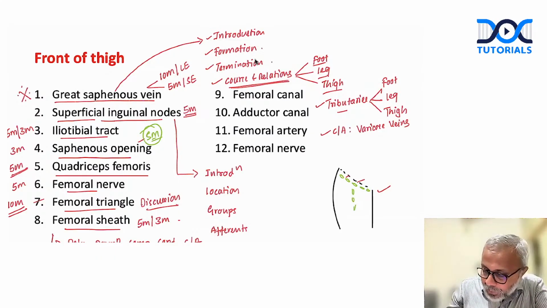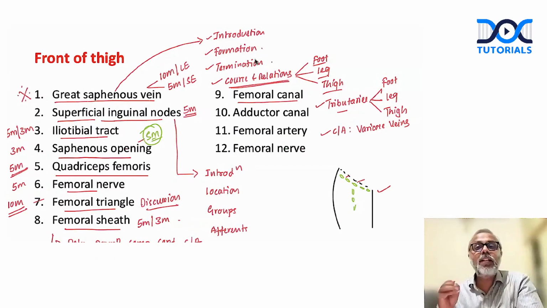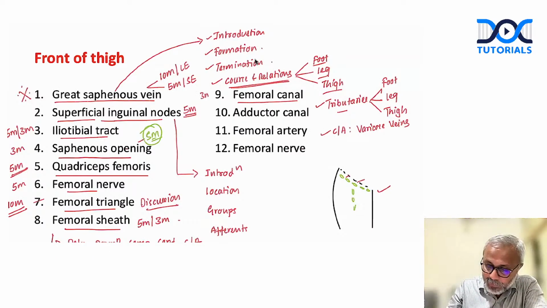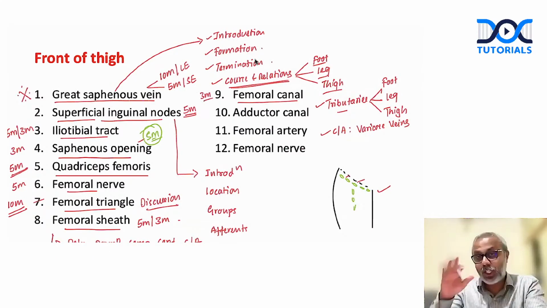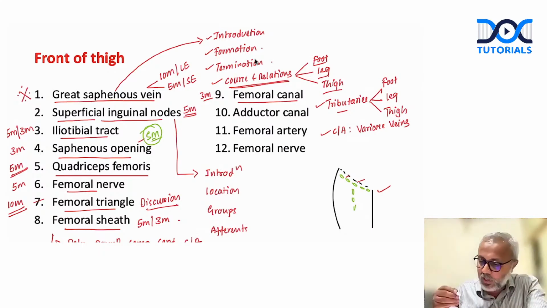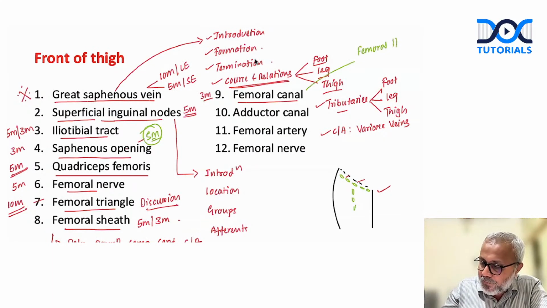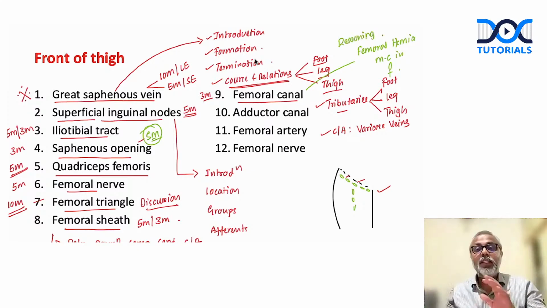The medial compartment of the femoral sheath is called the femoral canal. This is one more important 3 marker question. What is femoral canal? What are the boundaries of the femoral canal? What is the content? What is the clinical significance? In the topic of femoral canal, one reasoning question can be asked. Now, this reasoning question can be why femoral hernia is more common in females. This is a reasoning type of question you might get in the femoral canal.